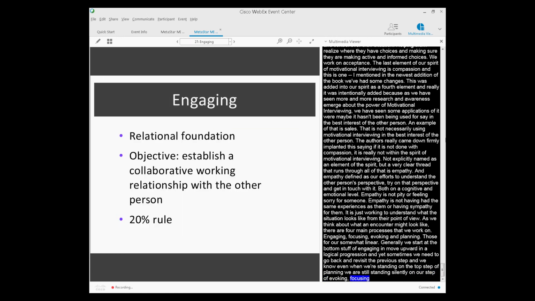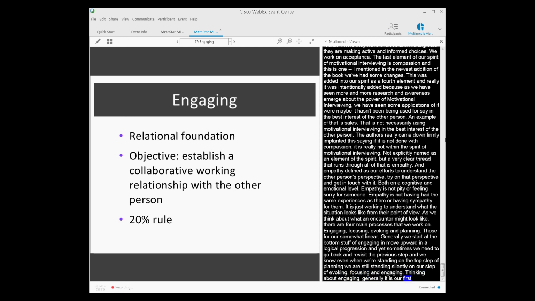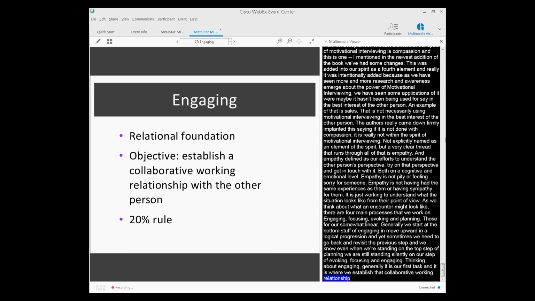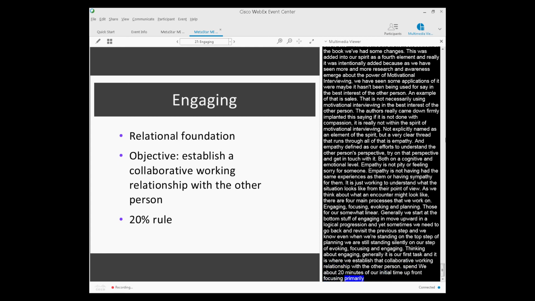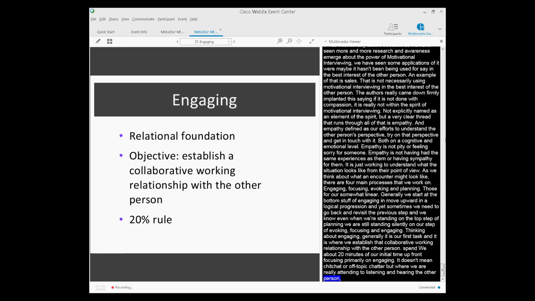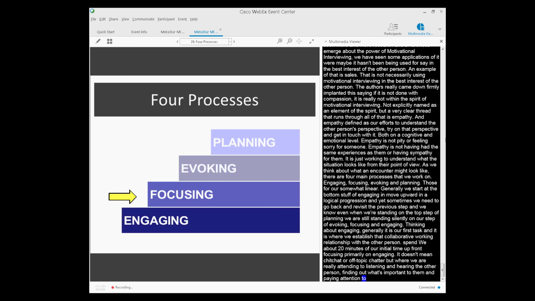So thinking about engaging is generally our first task, and it's where we establish that collaborative working relationship with the other person. It's been proposed that we spend about 20 minutes of our initial time up front focusing primarily on engaging. That doesn't mean chit-chat or just off-topic chatter, but it's where we're really attending to listening and hearing the other person, finding out what's important to them, and paying attention to how effective we're working together in a collaborative way.